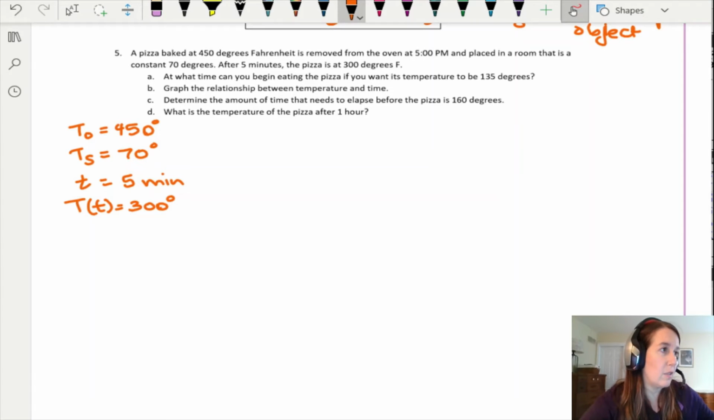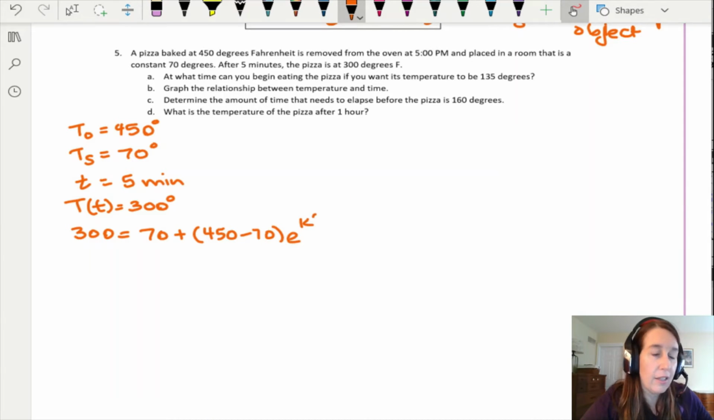Okay, and then let's plug some things in here. So we know that 300 is equal to 70 plus parentheses 450 minus 70 e to the k times 5. That's that 5 minutes. Okay, so I just took all this information and plugged it into our formula. All right, so we're going to solve this the same way we have been solving these equations.